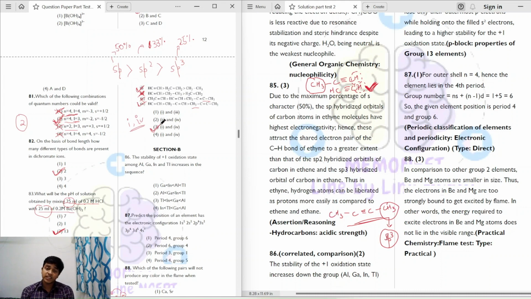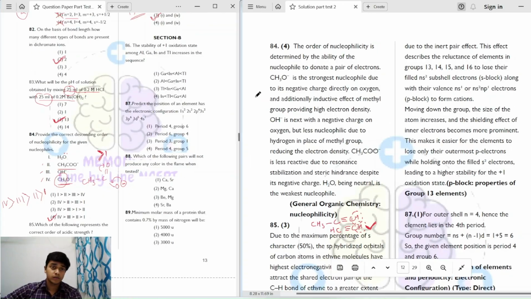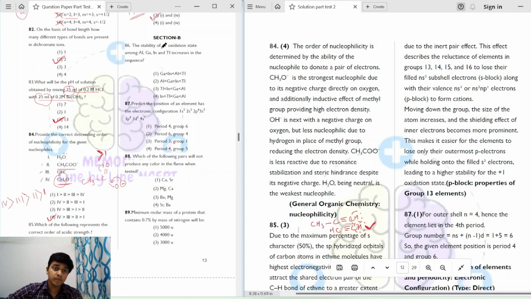So that's it for section A. Now let's start with section B. Okay. So the question says the stability of +1 oxidation state among aluminium, gallium, indium, and thallium increases in the sequence. So we have to tell about the stability of the +1 oxidation state.